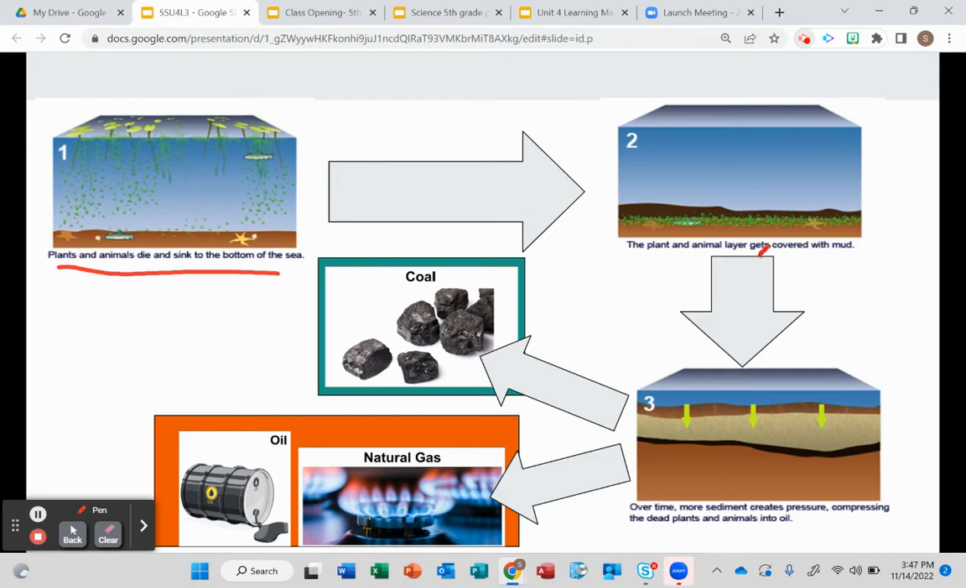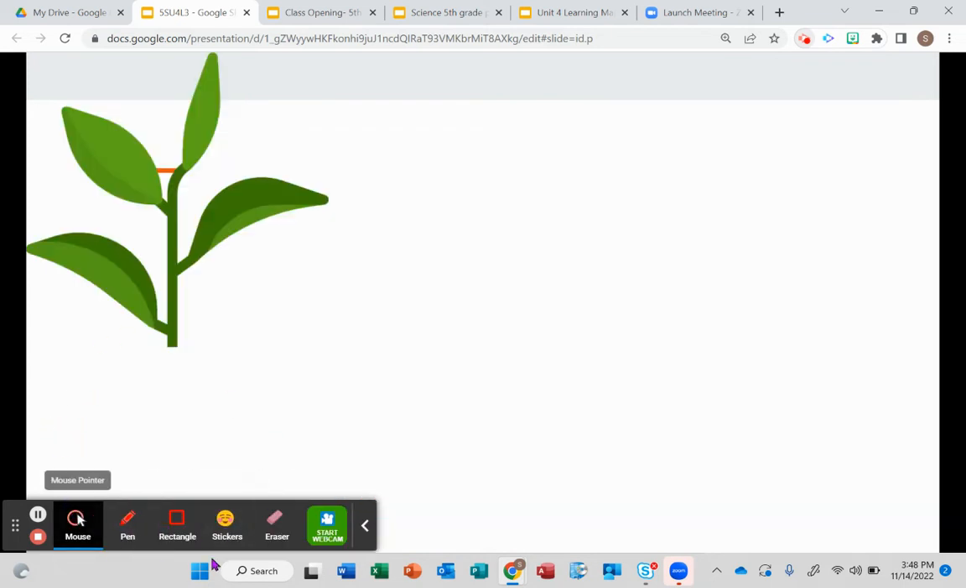Eventually, more layers of sediments, or little tiny rocks, come up, and more mud and more organic material keeps layering on top of these dead plants and animals until there's a lot of pressure and heat applied. Then it will turn into either coal or natural gas, depending on the materials we originally had. All right.